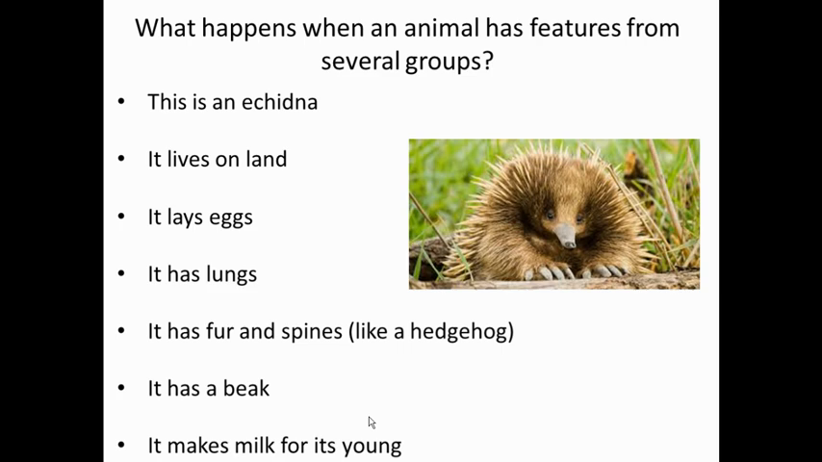Okay, so the most important thing, if things have different features that could put it into different groups, is to find the most important thing. So generally, well, all the time, if it makes milk for its young, it's going to be a mammal, okay? Regardless of any of its other features.